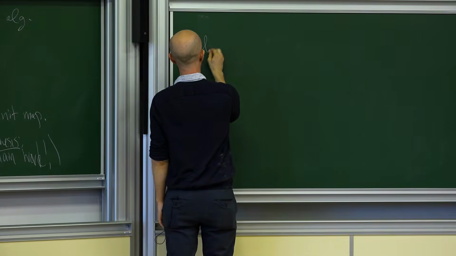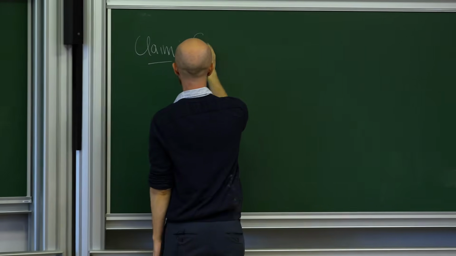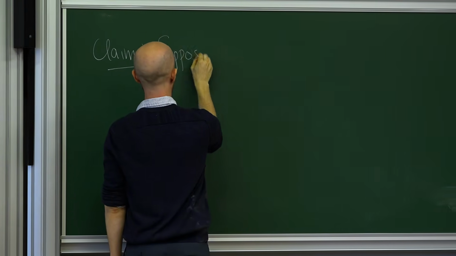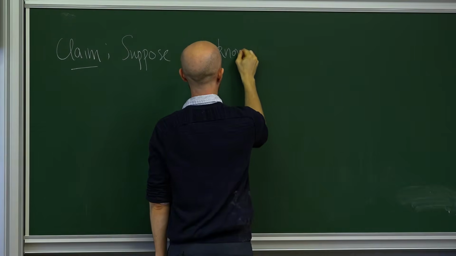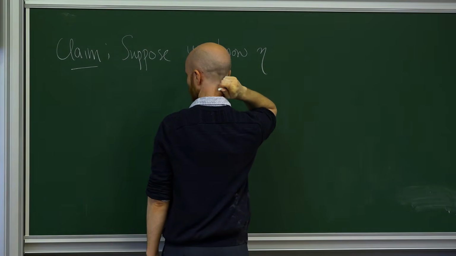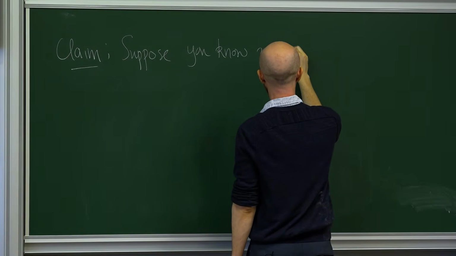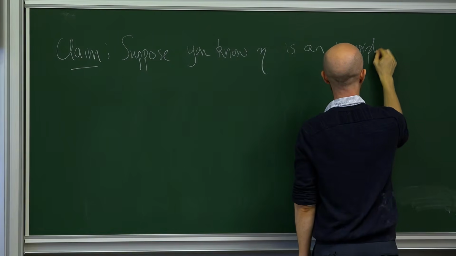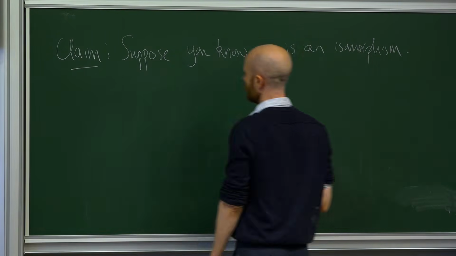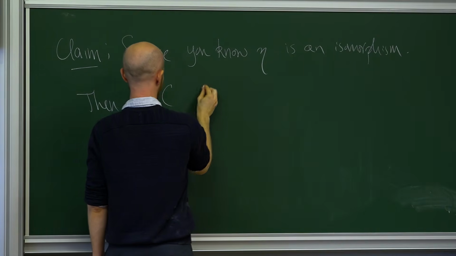Yeah, and so I want to indicate the following claim. Suppose you know that eta is an isomorphism. Then the geometric Langlands conjecture follows.